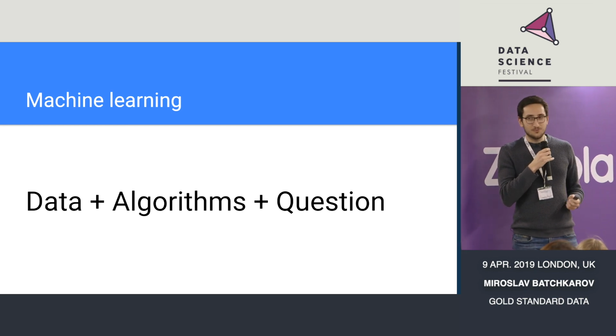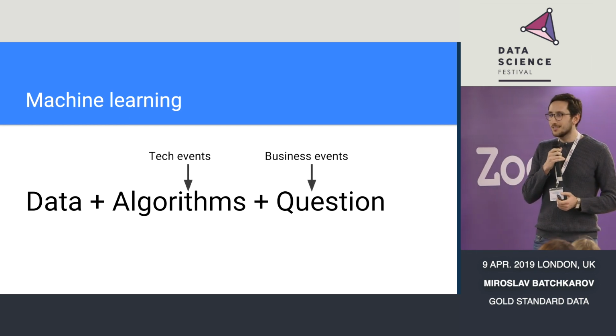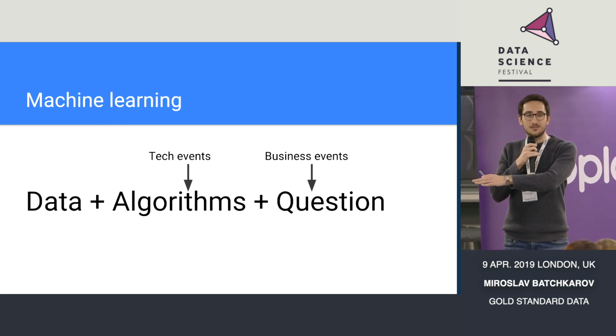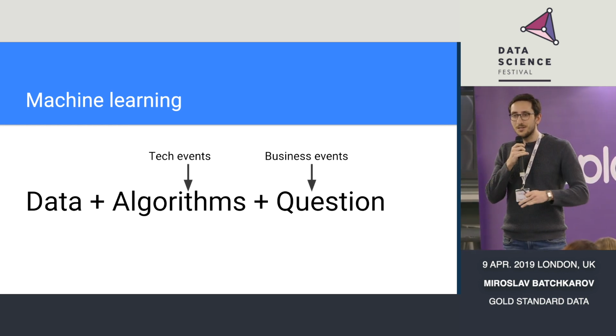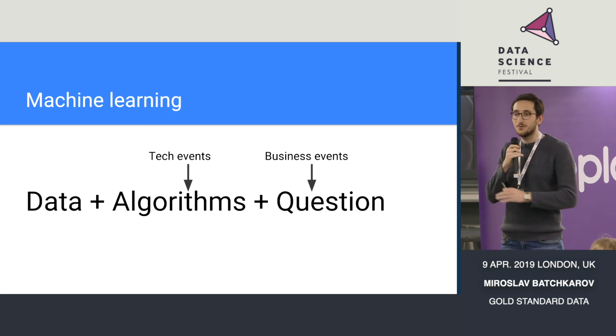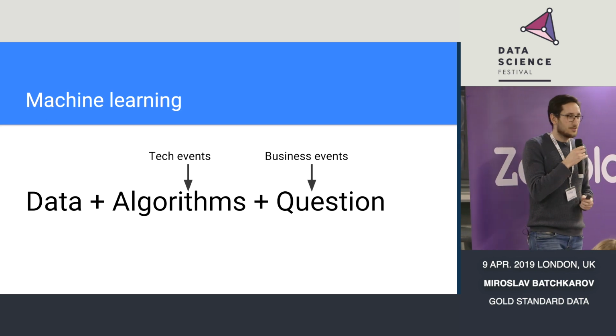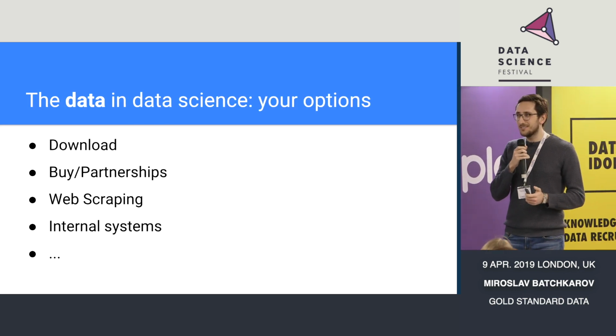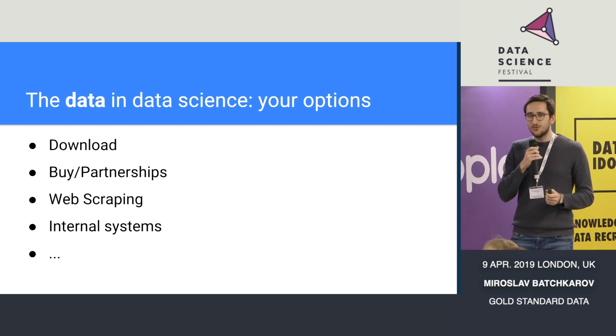And what happens if you go to meetups around the city is that every business event is about, hey, how do we ask the right questions? Every tech event is about the algorithm. How do we tune that model to get something useful out? How do we make the business people happy? And people don't talk about the data that much. So your choices when it comes to data are really not that great.